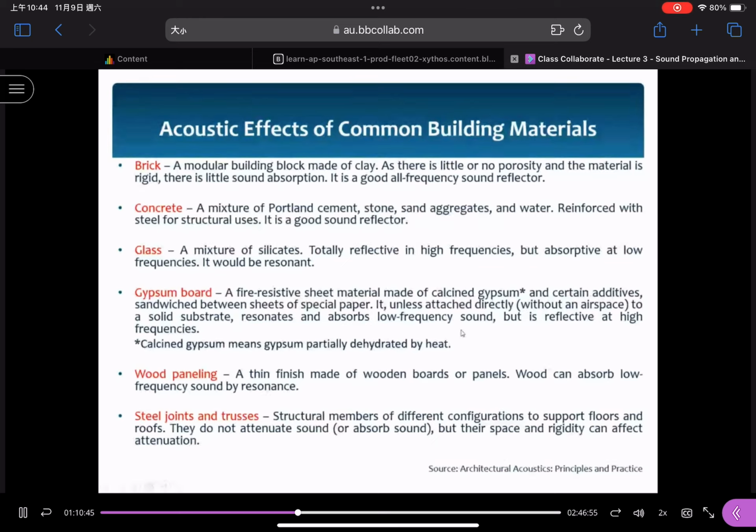Okay, now let's go to this part. In this slide we have some common building materials to show the acoustic effects. I just want to pick up one thing for you, which is glass. Glass is a mixture of silicates. Normally it is reflective at high frequencies, but absorptive at low frequency. What does it mean? It could be resonance.